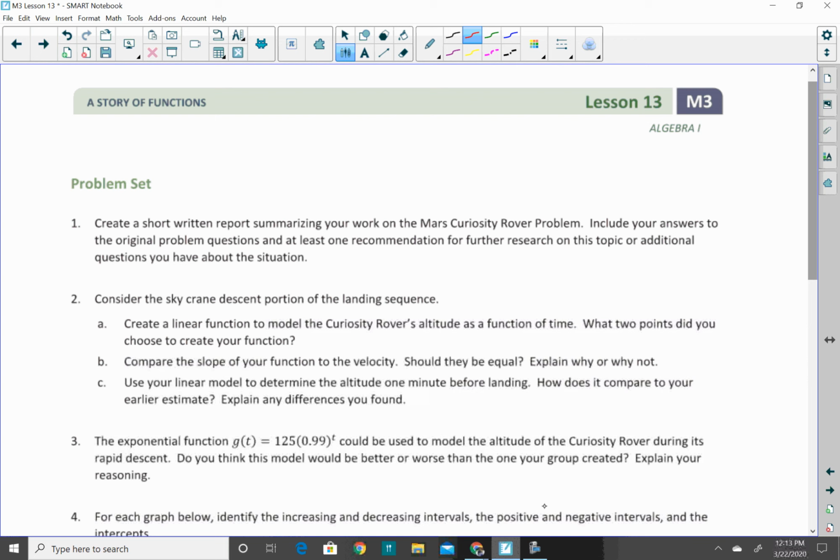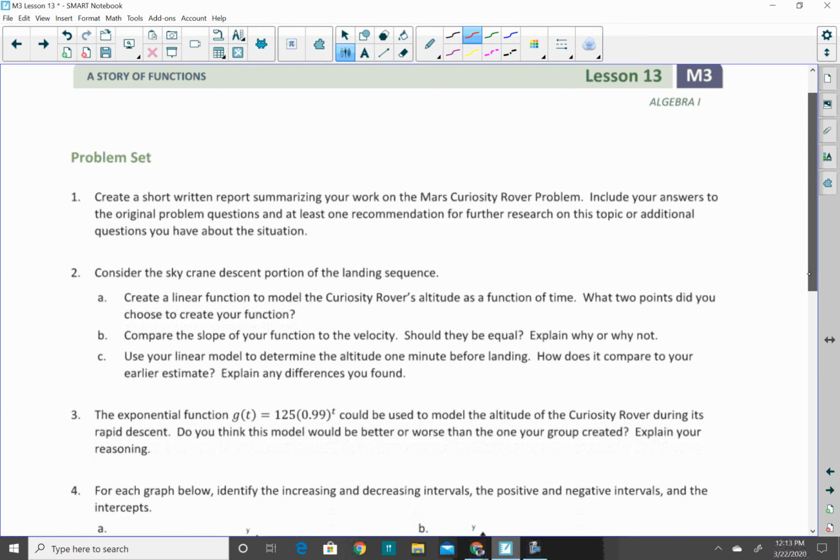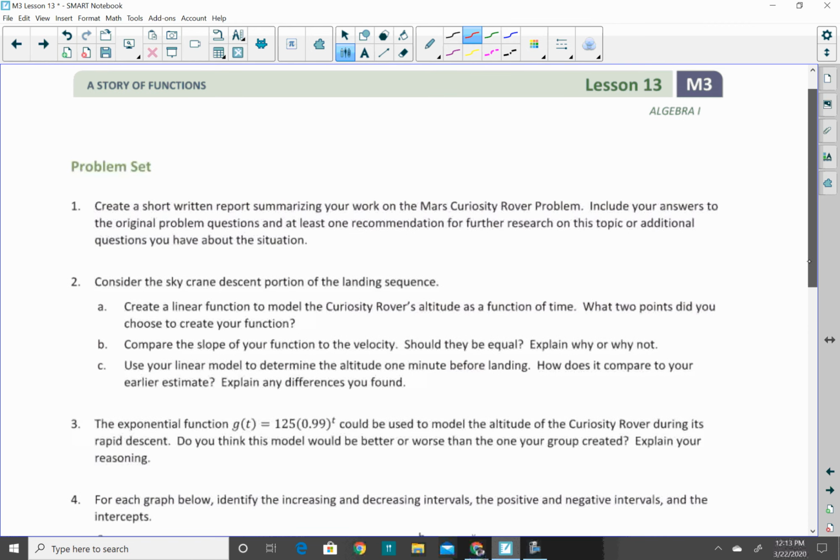And next week we'll be looking at different types of functions. First of all, we'll be reviewing exponential functions one last time, and then we'll be looking at piecewise functions and starting something kind of a little bit new.